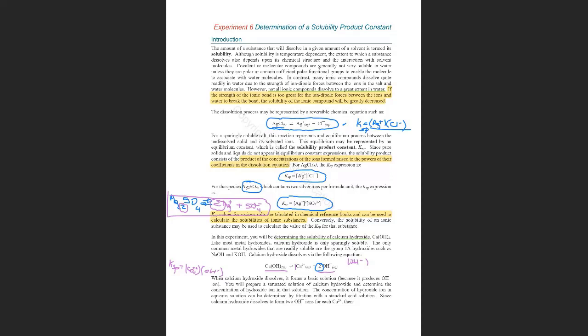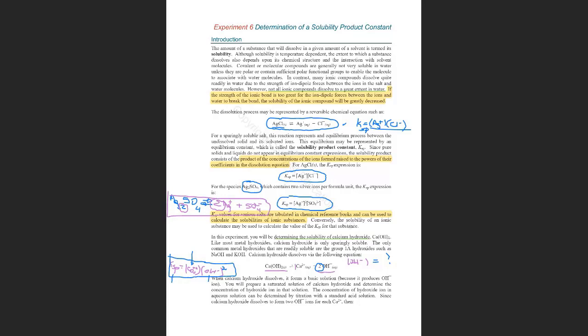So it's raised squared. This is the expression of the Ksp. This is what we are going to do today. We are going to prepare a saturated solution of calcium hydroxide. Once we have the solution, we are going to titrate, and with the titration we are going to calculate the concentration of hydroxide. But in order to calculate the Ksp, we need the concentration of the hydroxide and the concentration of calcium ions.